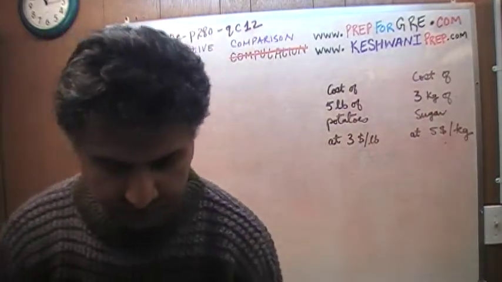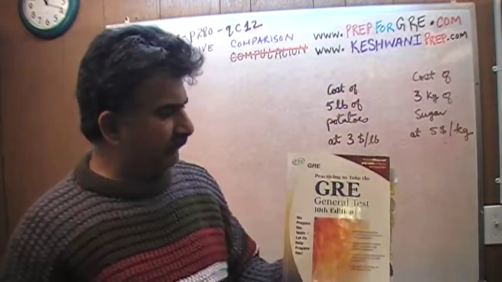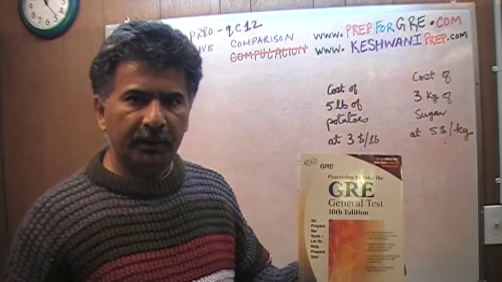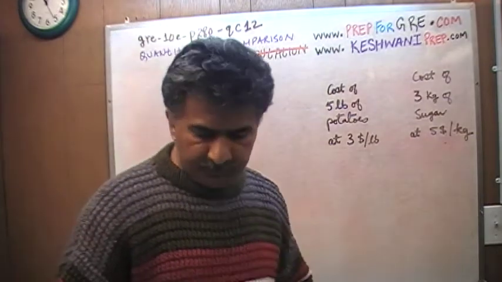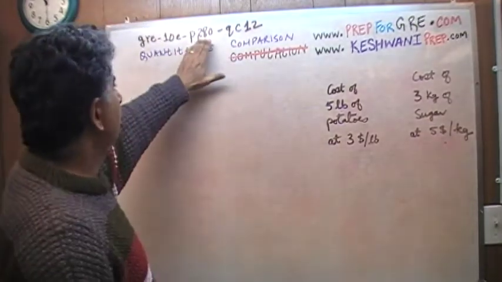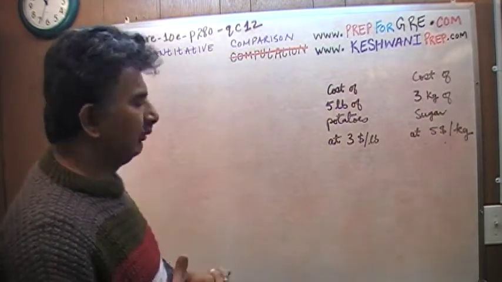I have been solving math problems for GRE out of this book here, Practicing to Take the GRE General Test, the 10th edition. If you do not own this book already, purchase it immediately. The problem that I'm about to solve is the one that you're going to find on page number 280, quantitative comparison, hence the QC, number 12.